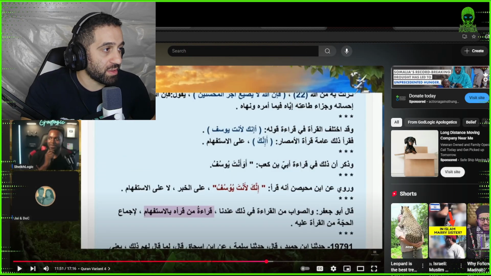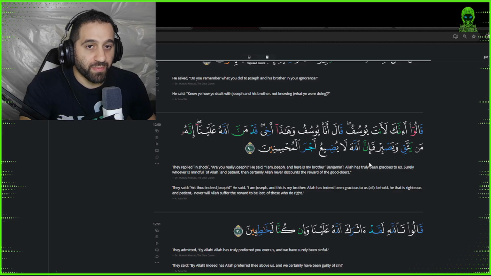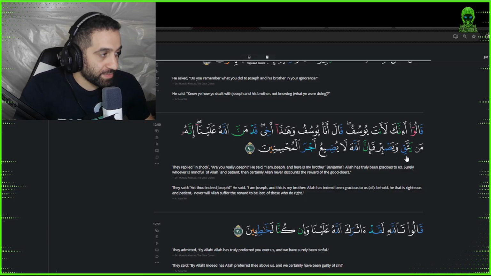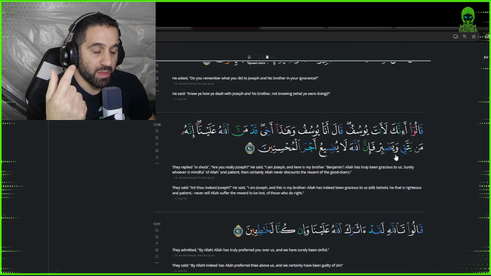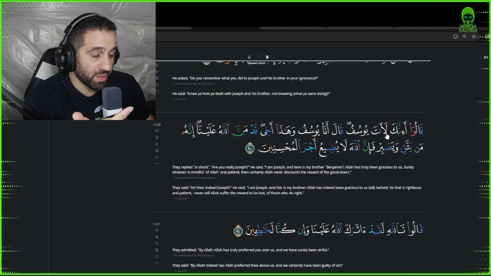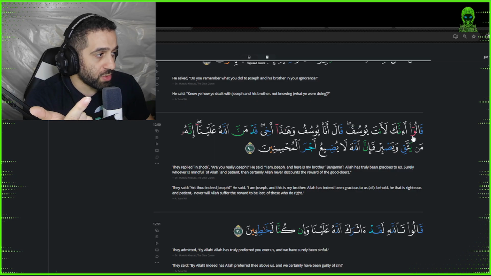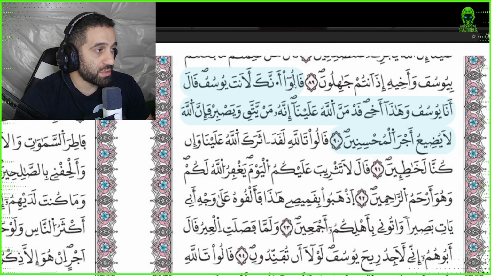So the 4th example that he brought forth is in Surah Yusuf, verse 90. Let us look at the verse first. The example he brought up is in the Warsh recitation and the Hafs recitation. There's a difference in the two. I'm going to point it out right now, which is right here. This is in the Hafs version, by the way. Bismillah ar-Rahman ar-Rahim. قَالُوا أَإِنَّكَ لَأَنْتَ يُوسُف. In the Warsh, it's قَالُوا أَنَّكَ لَأَنْتَ يُوسُف.